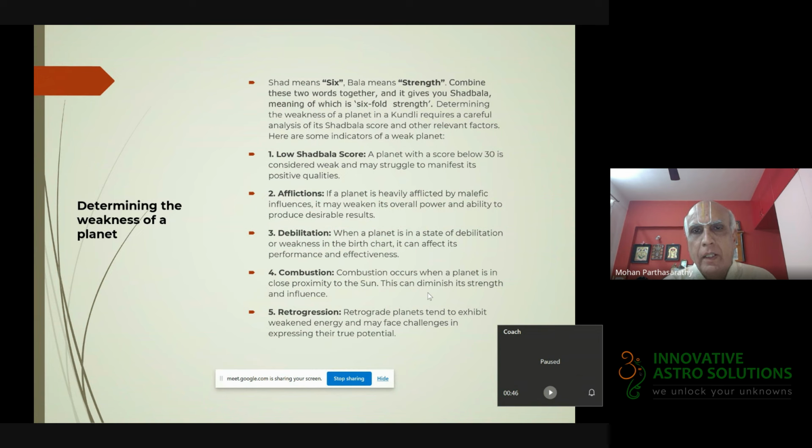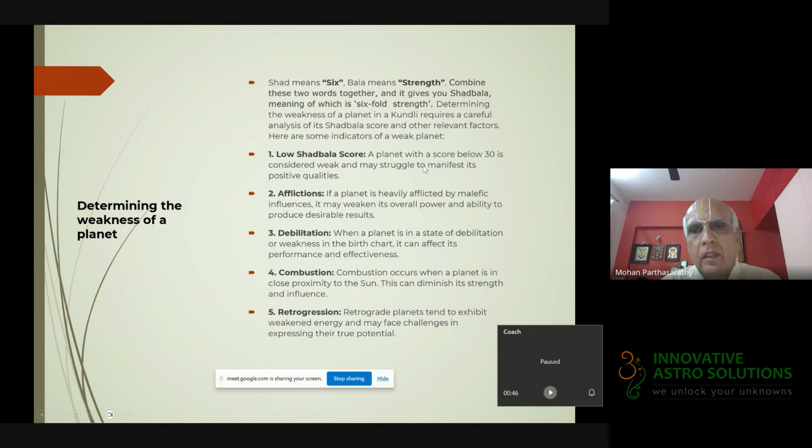Determining weakness of a planet in a Kundali requires careful analysis of Shadbala and other relevant factors. There are some indicators for a planet to be weak. One is a low Shadbala score. Second is affliction. Third is debilitation. Fourth is combustion. And fifth is retrogression. These are the astrological terminology we use for determining the strength of a planet.